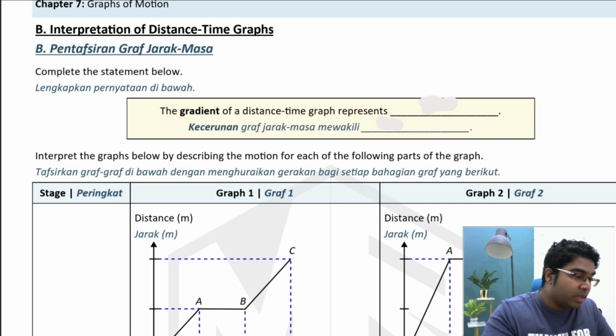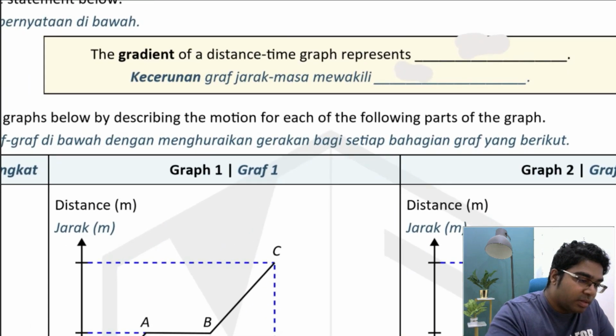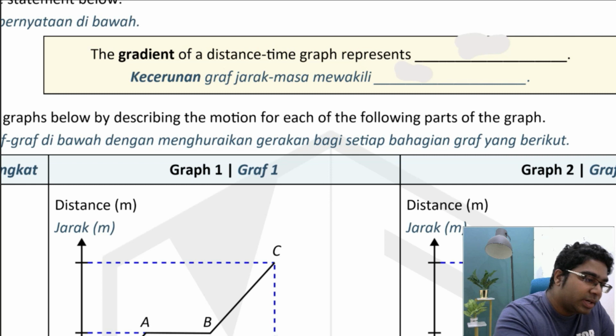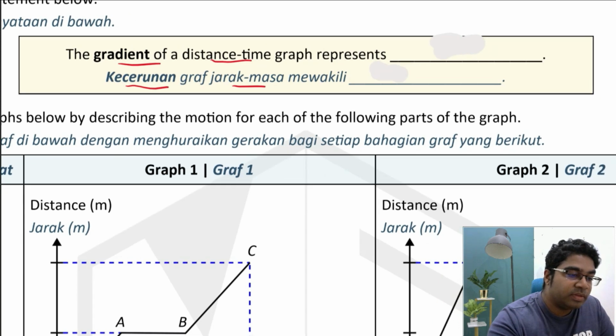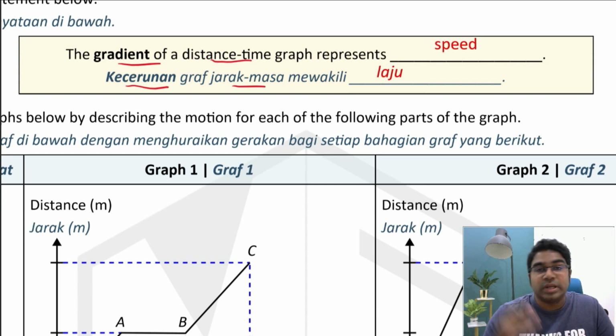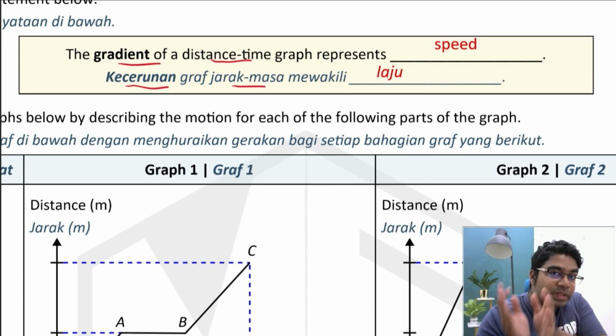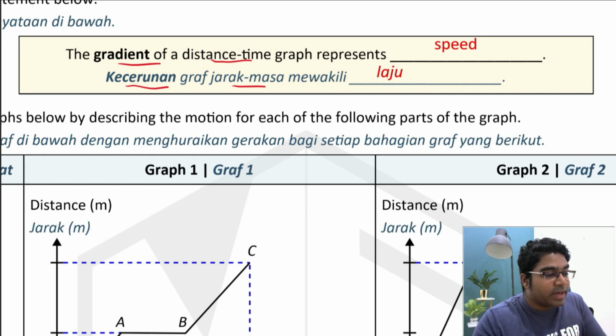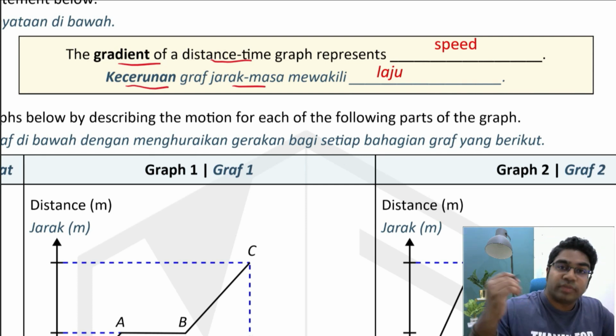Let's get started. First of all, yang pertamanya, kecerunan graf, the gradient of the graph, the distance time graph, represents the speed, laju, ataupun kelajuan. Kecerunan graf mewakili laju gerakan sesuatu objek. The gradient represents the speed of motion of an object.